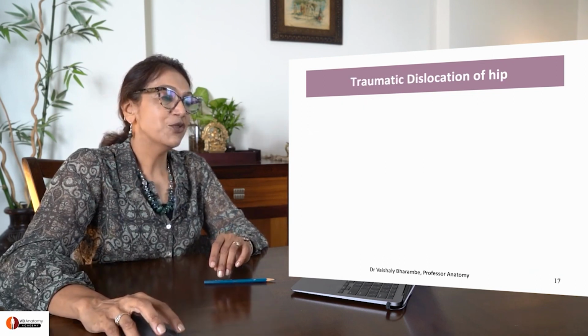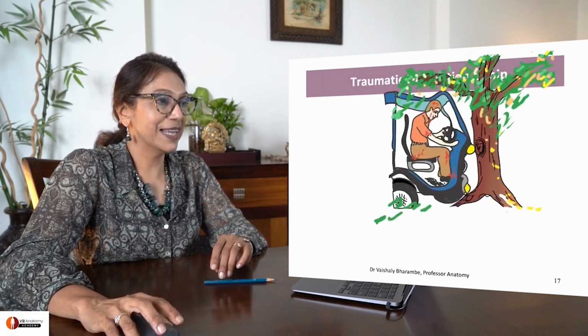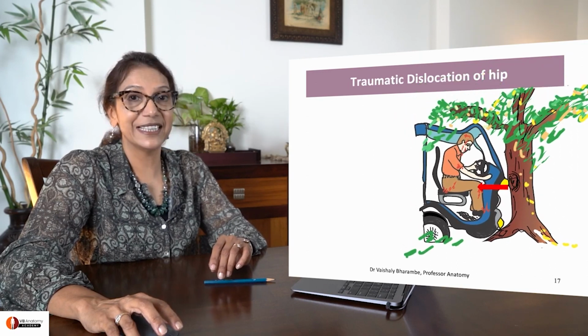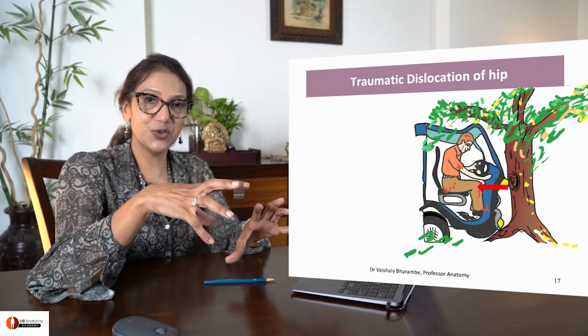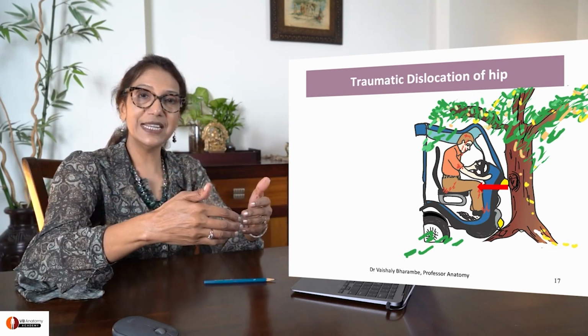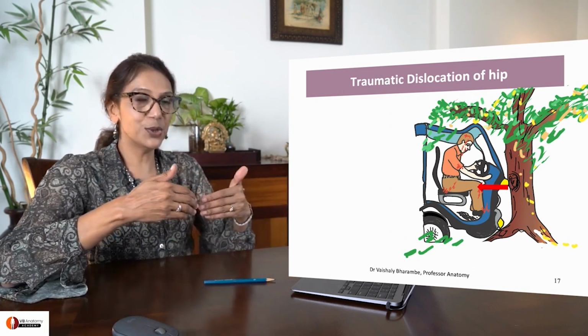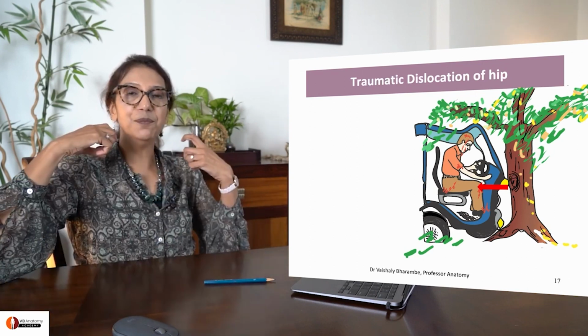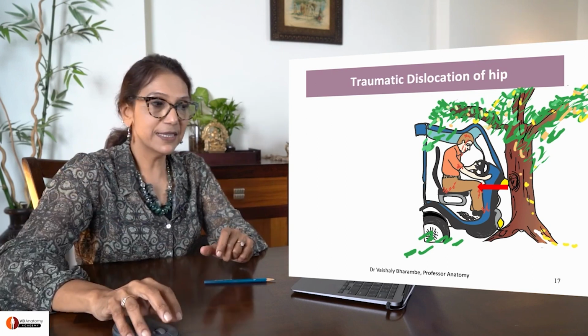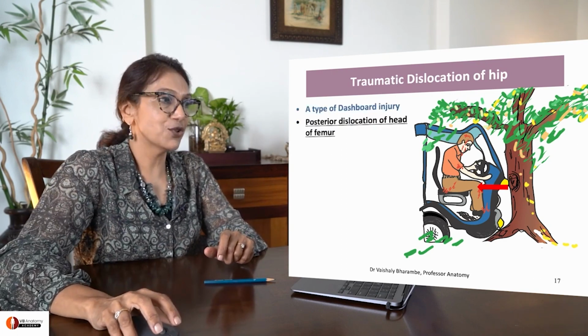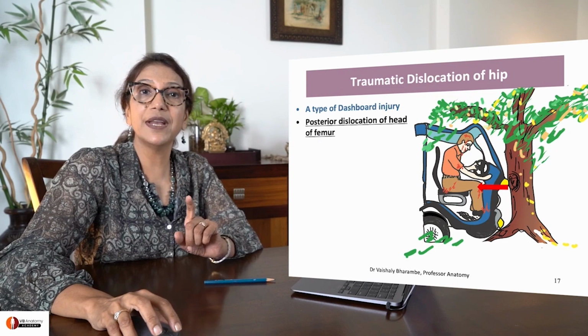Okay. Traumatic dislocation of hip. Take a look. Oh God, what happened? Yes, the person has gone and hit a tree. The dashboard has hit his knee. Because the dashboard is hitting his knee, his entire femur has gone backwards, popping out of the acetabulum. This is called posterior dislocation of hip joint. It's a type of dashboard injury.